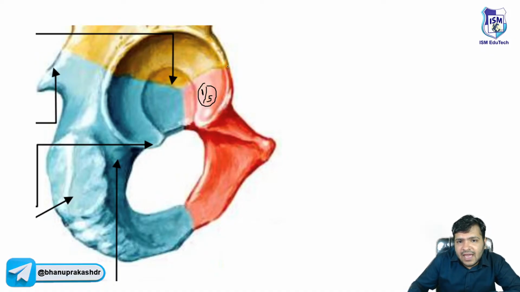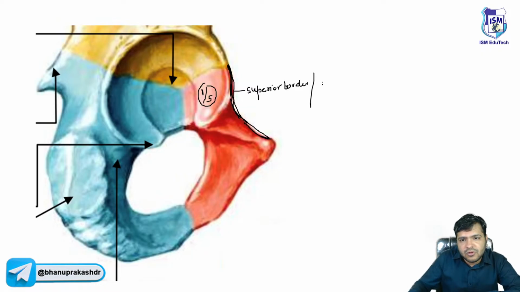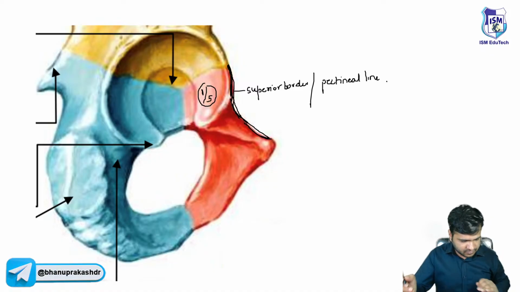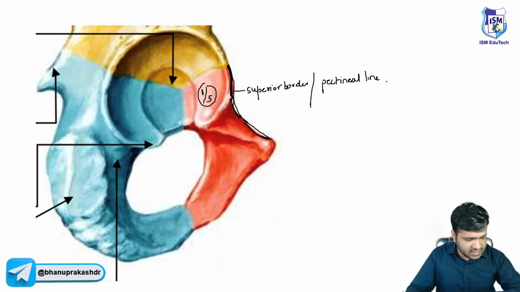Now we have this border, beta, and this border is above. It is extending from the pubic tubercle to the iliopubic eminence. So this is called the superior border. And this superior border we also call the pectineal line. This is called the pectineal line.